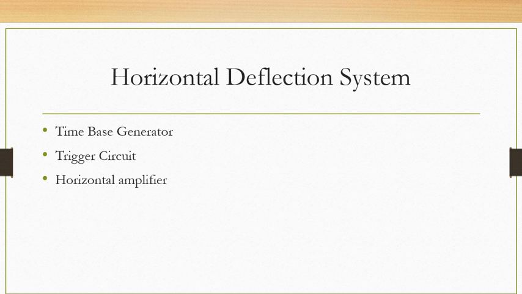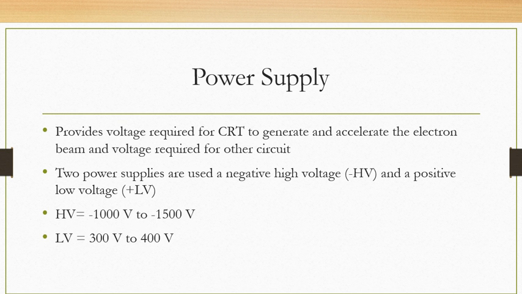Okay, so this is all about the horizontal deflection systems. Now we have to study the last point from the main blocks of the CRO, that is the power supply. And you cannot neglect that. It is very simple: a power supply is used to supply power to the different circuitries and parts inside the CRT, that is cathode ray tube, or a CRO.